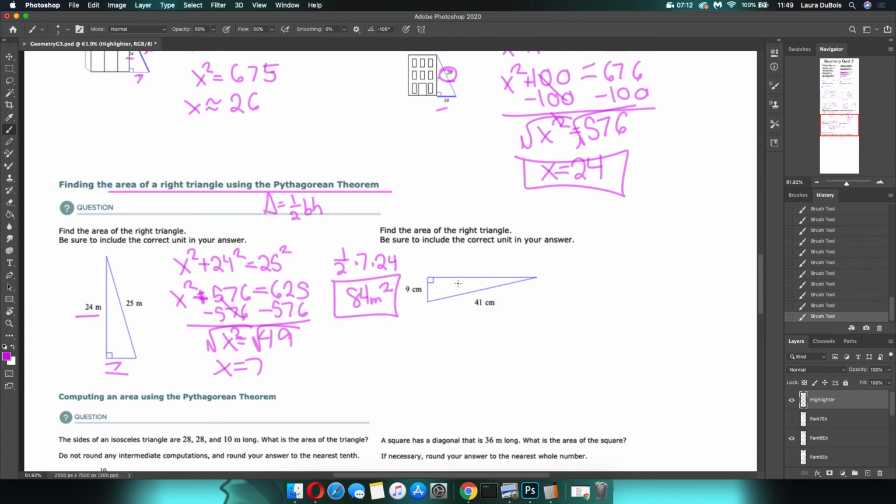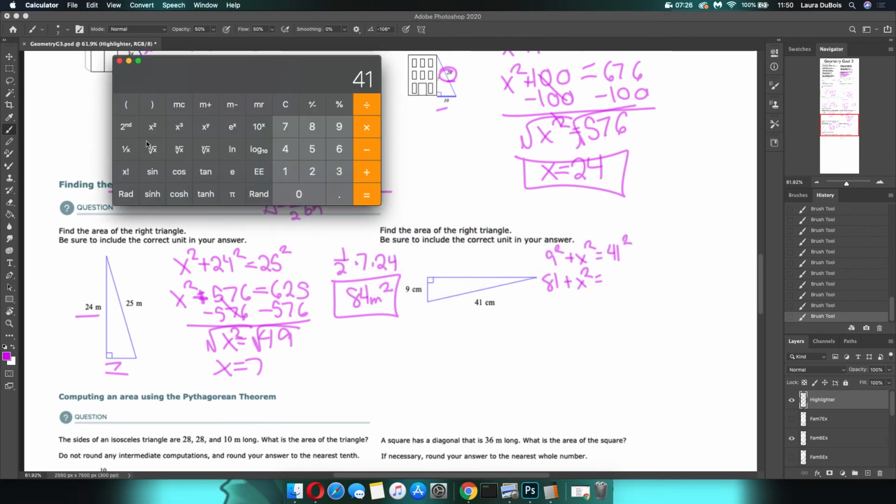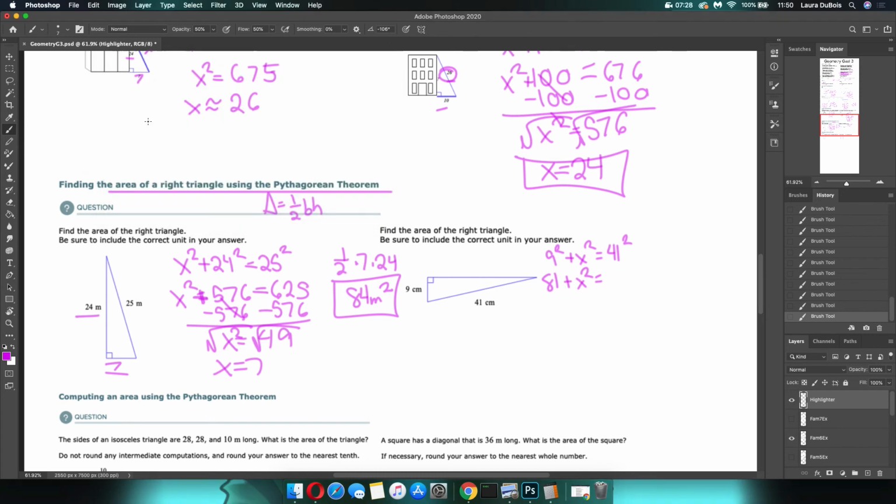Next up, again, we've got to find this first. So 9 squared plus x squared equals 41 squared. 81 plus x squared equals, my guess is going to be 1681. Let's see here, 41 squared. Yep, 1681. 1681 minus 81, minus 81. A couple of you might have noticed that Ms. Dubois knows some of these off the top of her head.